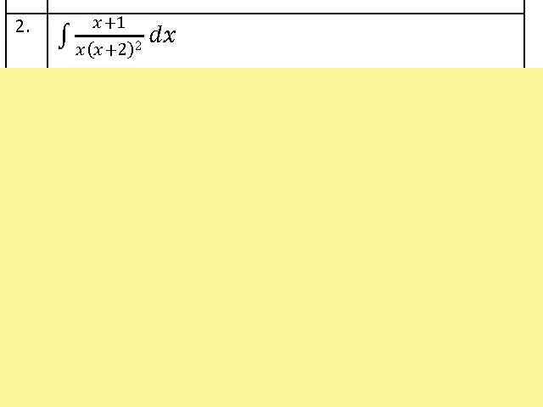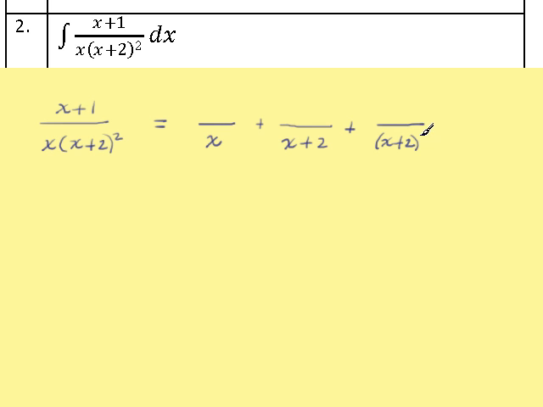In number 2, we have an integral where the denominator is already factored. So we'll start by breaking this up into partial fractions. So we write (x plus 1) over x times (x plus 2) squared is equal to, okay, so we're going to have one fraction with denominator x, and x plus 2 has multiplicity 2, so we have two fractions for denominator x plus 2, one with exponent of 1 and the other one with exponent 2. These are all linears, so on top of linears we have constants.